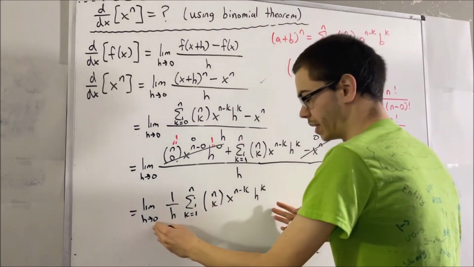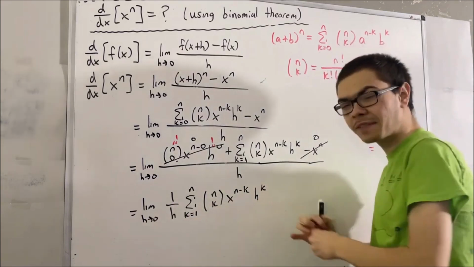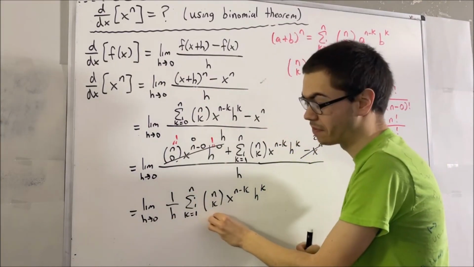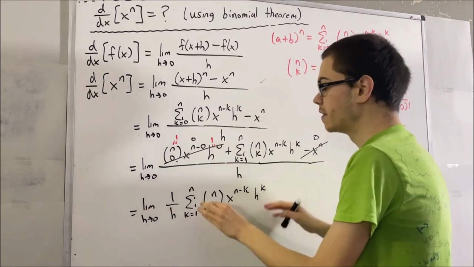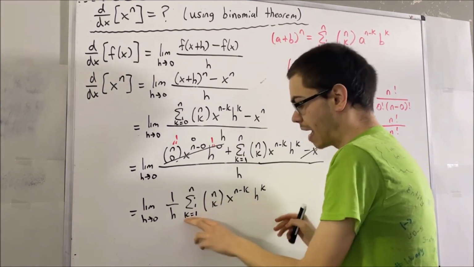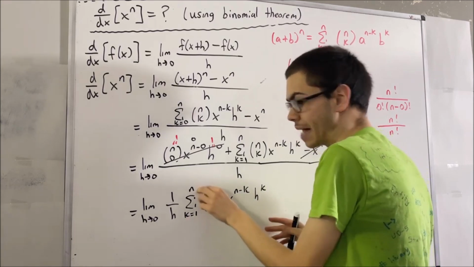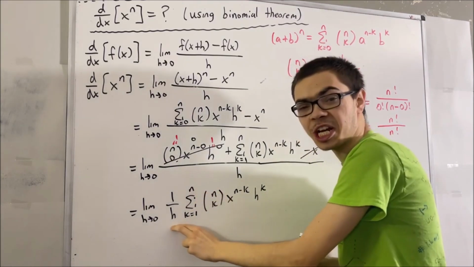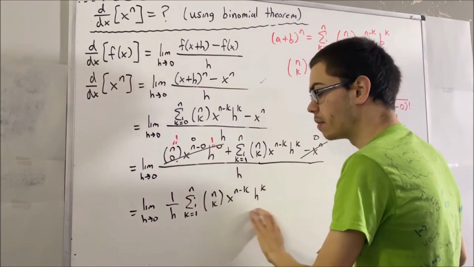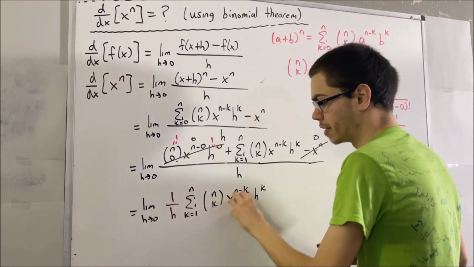And so this is really what we get. Now, as you may have suspected, we can actually move the 1 over h to the inside of this sum. The reason why is because this sum is taken over the variable k. As k varies from 1 to n, h doesn't change. So h is treated as a constant with respect to this sum. So we're allowed to move the 1 over h to the inside of it.